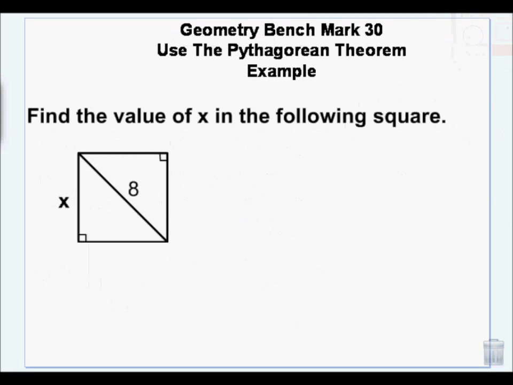Also, all the sides are the same. Right, so we have a square, so if this is x, this is also x. So I have x squared plus x squared is equal to 8 squared. Right? Because these are the legs, that's the hypotenuse. So that's 2x squared is equal to 8 squared, which is, sorry, 64.